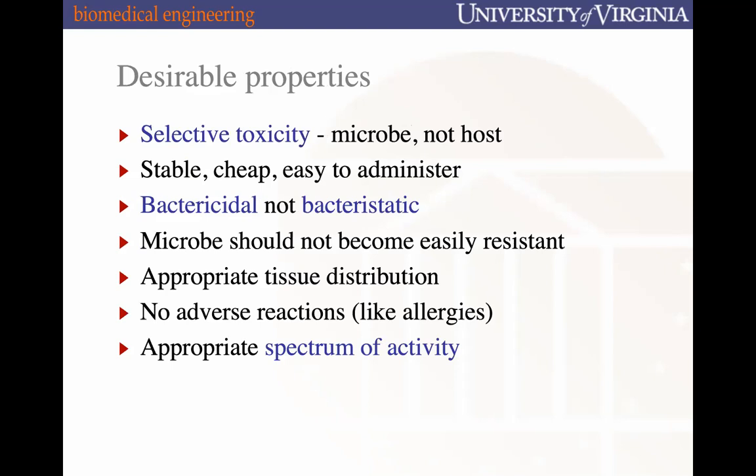Some of the desirable properties of antimicrobials, as you can imagine: we want it to be selective. We want it to promote toxicity selectively, attacking the pathogen or the microbe and not the host. As is the case with almost any drug, we'd want it to be stable. We want it to be cheap and easy to administer. Unfortunately, that's not always possible, but it's the desirable property for any antimicrobial. This is really important, and we're going to come back to this. You want it to be bactericidal and not bacteriostatic. Does anyone have an idea for what that means?